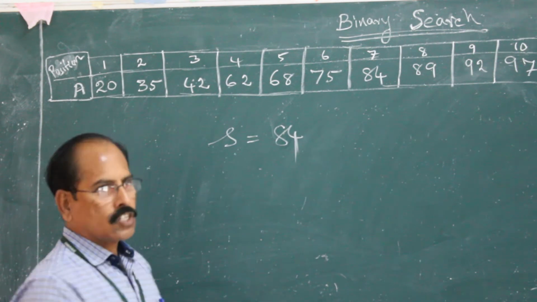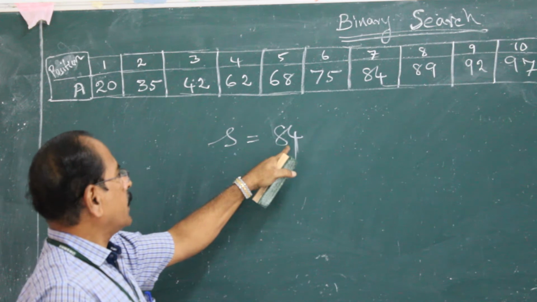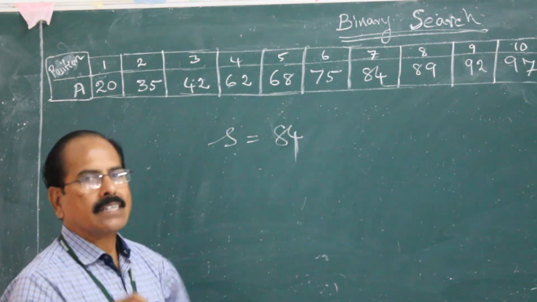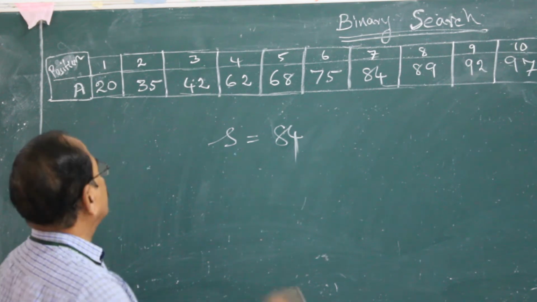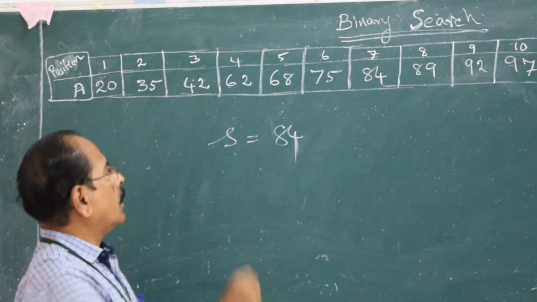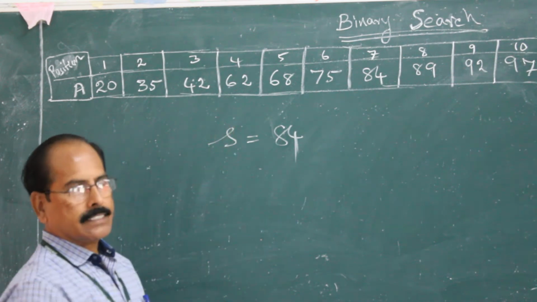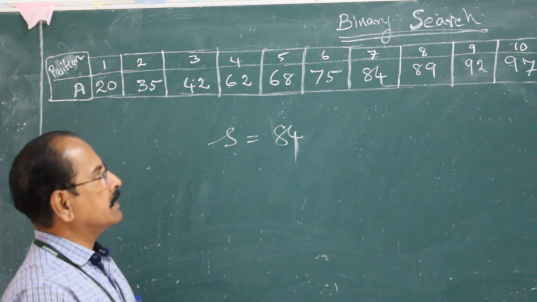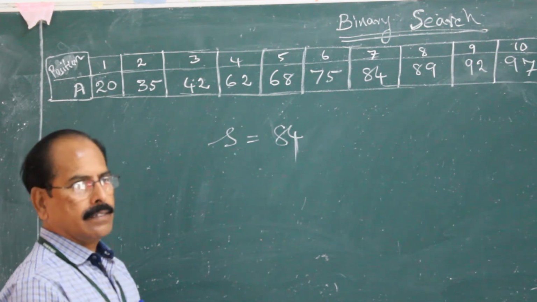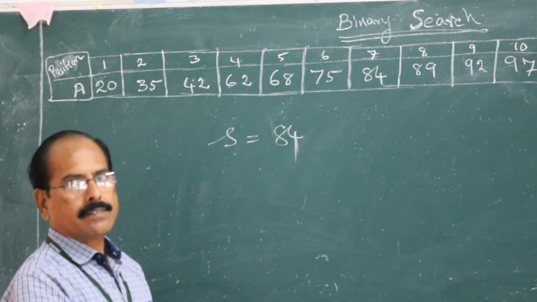Then in the binary search, normally what we have to do is, before searching for the element 84 in the array, we have to arrange all elements in sorted order. That is important. So here we have already arranged all the numbers in sorted order. After the elements are sorted, only then can we apply the searching method. In the searching, we are not going to compare all the elements, but every time we compare the middle position element.